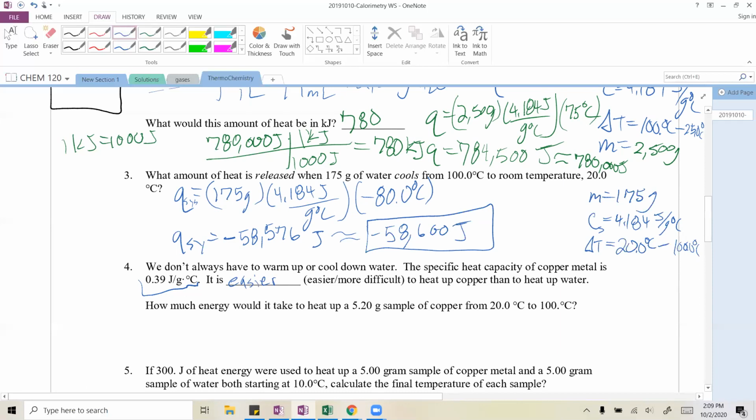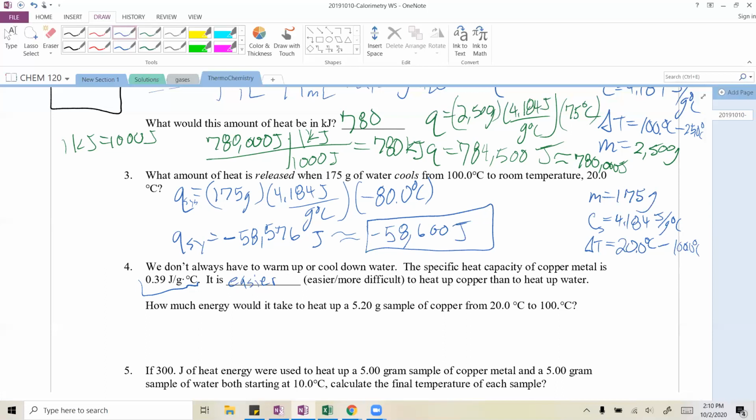If we have 10 joules of energy, we can get that 1 gram of copper to go up by, no, we have to do that math. 10 divided by 0.39, 25 to 26 degrees Celsius. Whereas water, if we have 10 joules, we would divide it by 4.184. We can only get up to about 2 to 3 degrees Celsius, right? So copper is a lot easier for us to heat up.